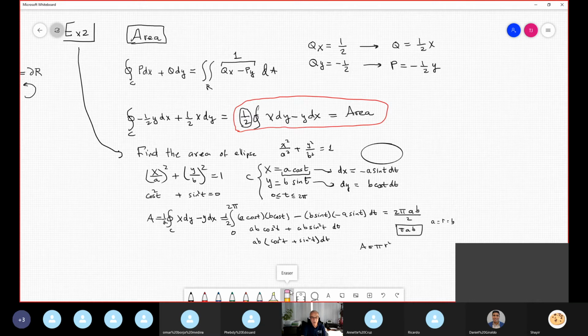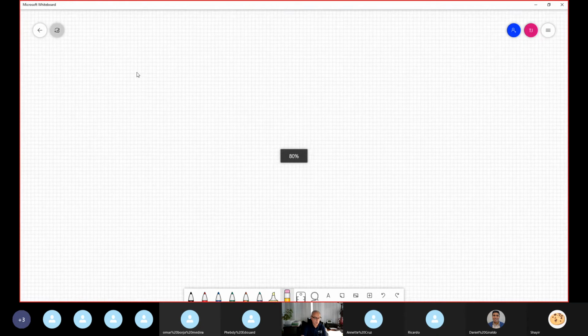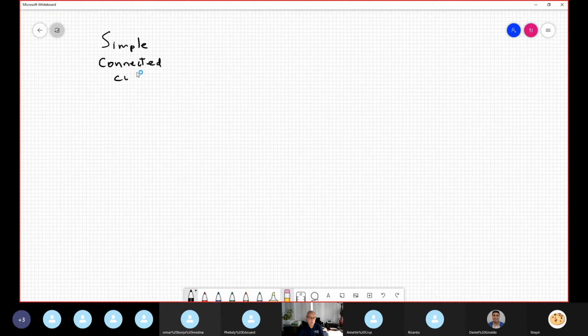Let me try to explain another possibility. Okay, give me Green's theorem. Well, we are talking about a simply connected curve. What is that? A simply connected curve is a curve like that. Bam, that's it. But sometimes we have a non-simply connected curve.